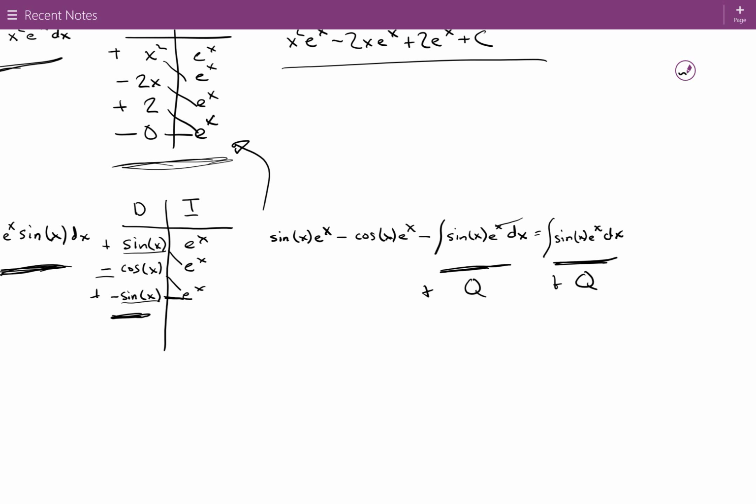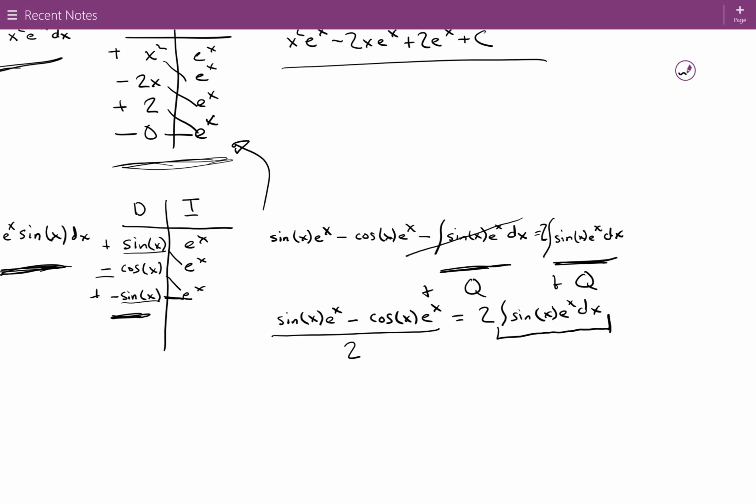So this is actually going to go away, and now we're going to have 2 on this side. So now we have our sine of x, e to the x, minus cosine of x, e to the x is equal to 2 times the integral of sine of x, e to the x, dx. And since our question is asking for what this quantity is, we can just divide by 2. Divide by 2. That goes away. In fact, I can erase it. Check it out. And now we see that this is equal to this. And that's using the shortcut.